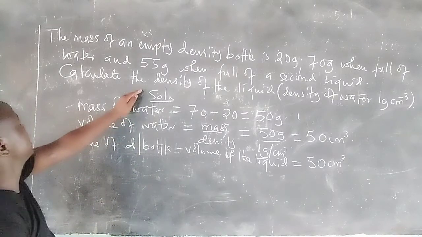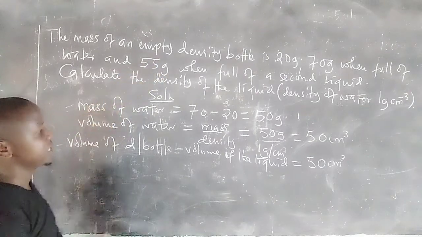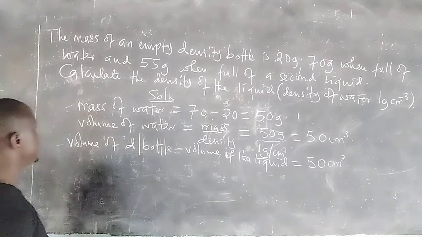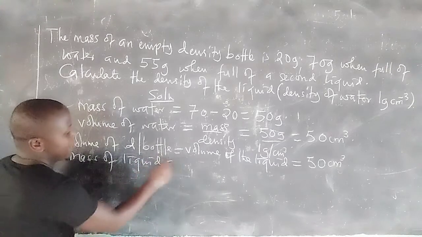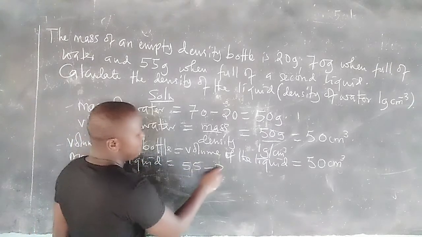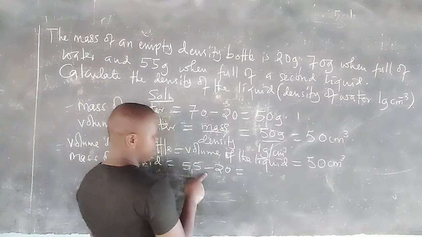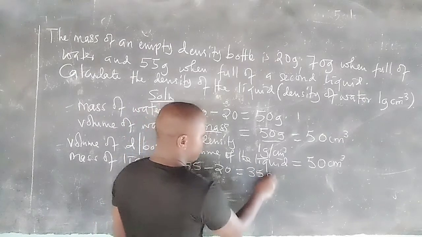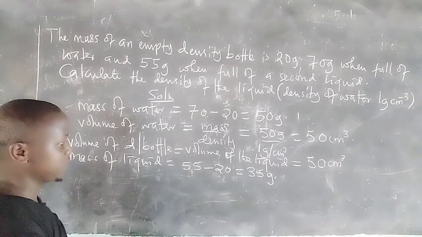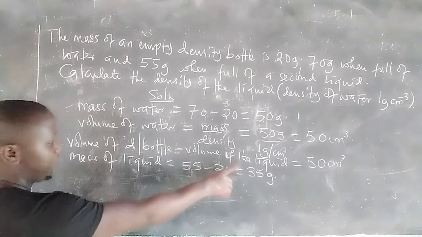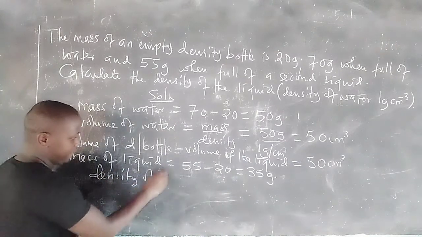Then now with the volume of the liquid, we can get its mass. We are told from the experiment it is found that when full of another liquid, it is measuring 55 grams, and when empty, it was 20. Mass of the liquid will be 55 minus 20, and independently that liquid will have a mass of 35 grams. So with the mass of this liquid, and we have seen the volume, we can now calculate density.